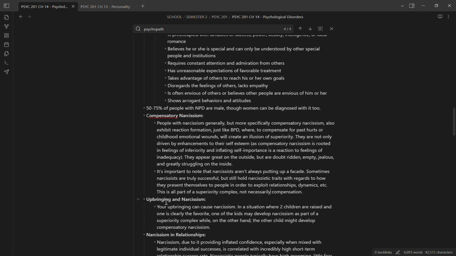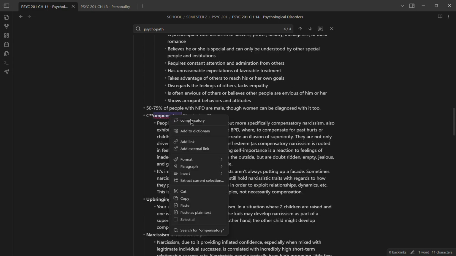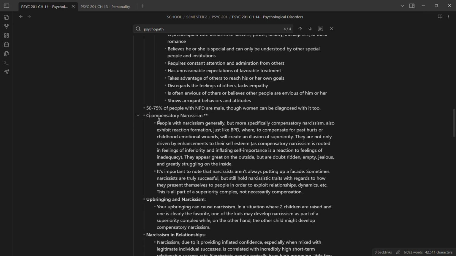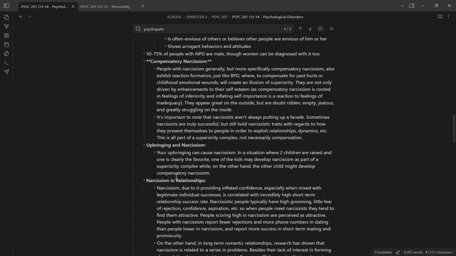Upbringing and the linking of upbringing to what is happening. The linking of your upbringing and narcissism. Your upbringing can cause narcissism. In a situation where two children are raised and one is clearly the favorite, one kid may develop narcissism as part of a superiority complex, while on the other hand, the other one might develop it out of compensation. Right? There are these different roots of it.